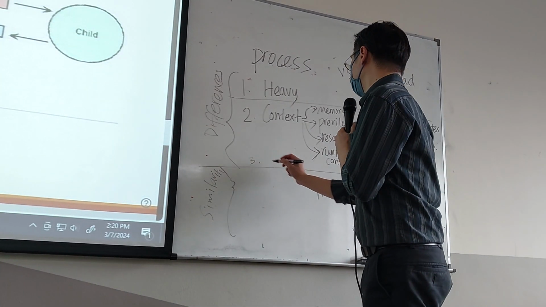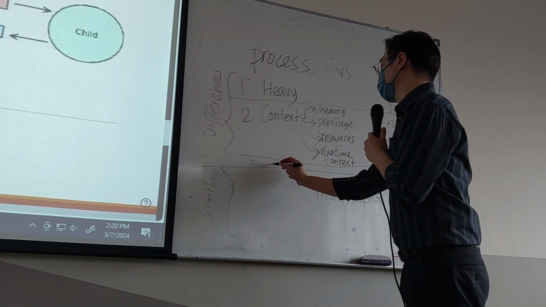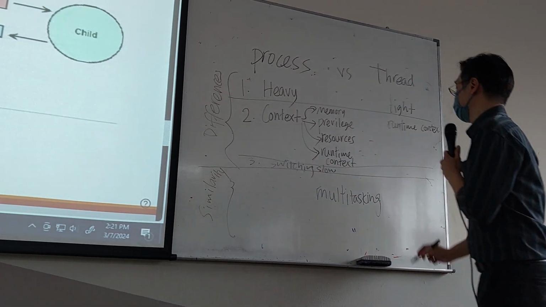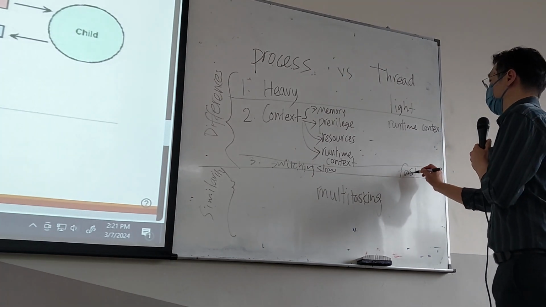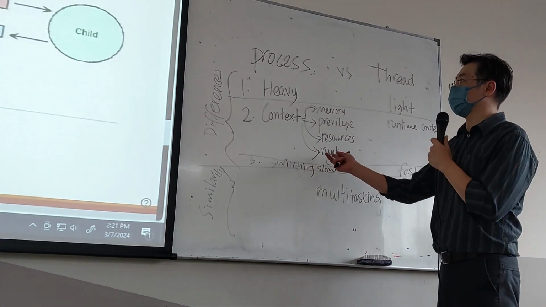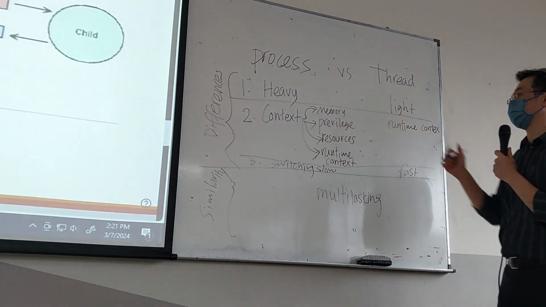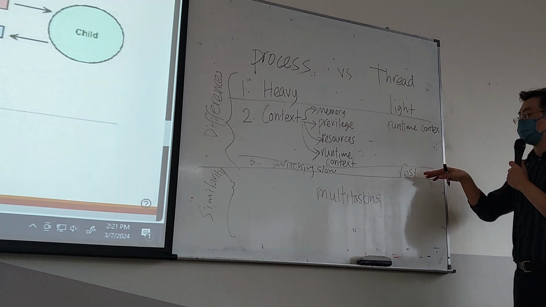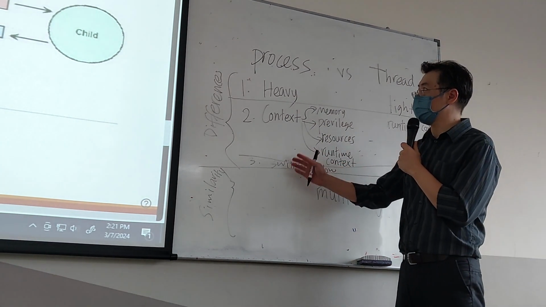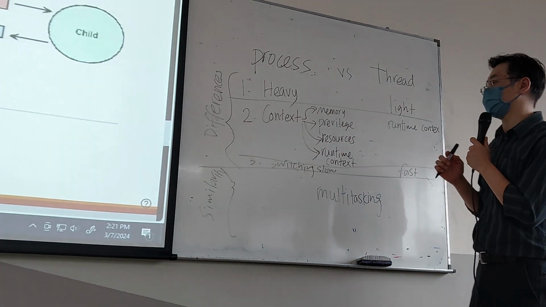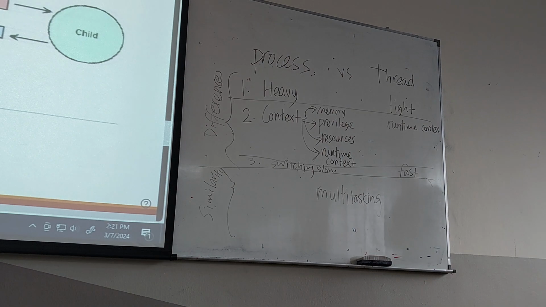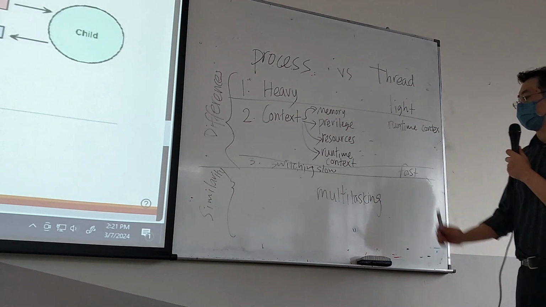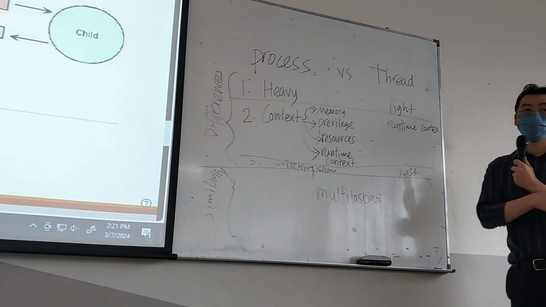Here, for process, switching is slow. For thread, switching is fast. What do I mean by switching? Process switching and thread switching. Let's say, for example, one thread is running and then you want to switch to another thread, then it's fast. When you switch from one process to another, it will be very, very slow. So there are some similarities and some differences. The similarity is they can do multitasking. The purpose is usually multitasking.